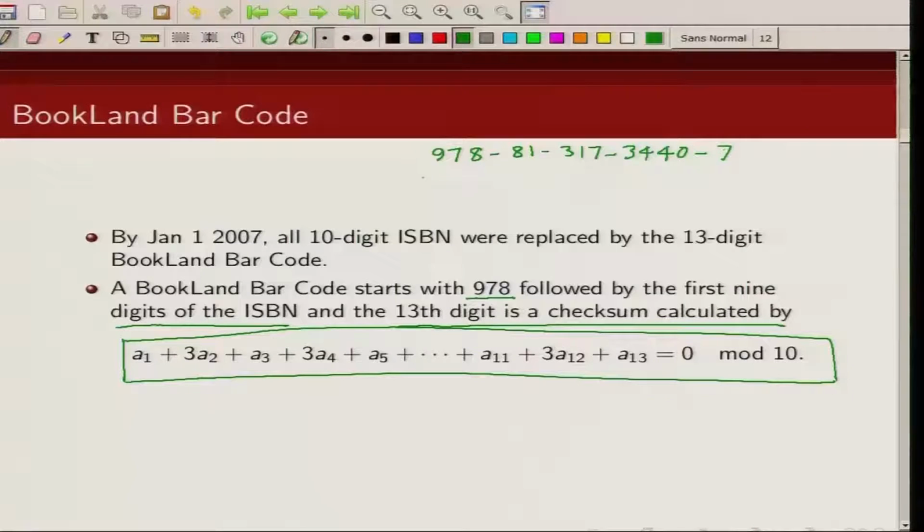Now, this is my A1, this is my A2, this is my A3, this is my A4, A5, this is A6, A7, A8, A9, this is A10, this is A11, this is A12 and this is A13. So, let us look at whether we are getting the same check bit as predicted by this.